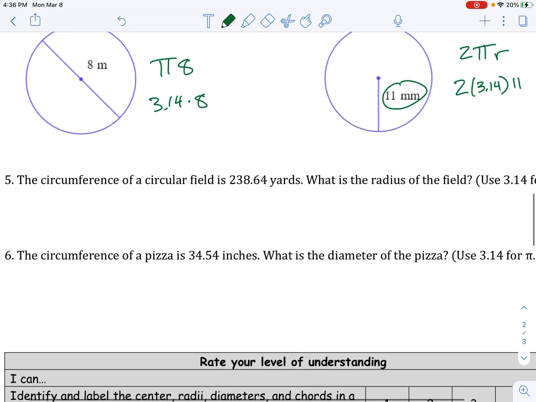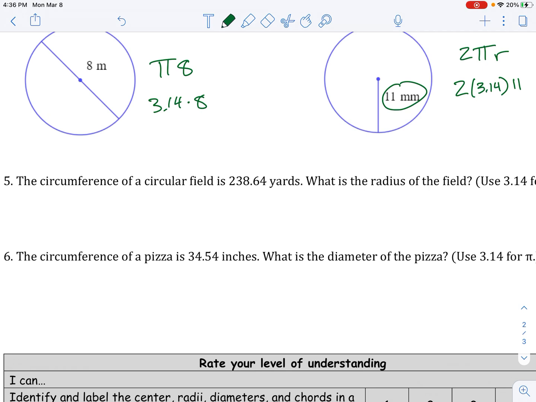The circumference of a circular field is 238.64 yards. What is the radius of the field? I would just have to set that up. Again, we're trying to find radius, so I'm going to use that formula. 2 pi r equals, and this is what it says the circumference is, 238.64. Then you could solve for r.